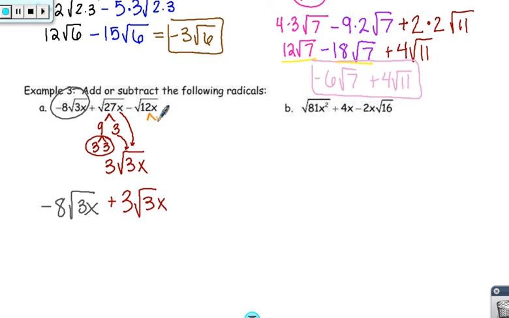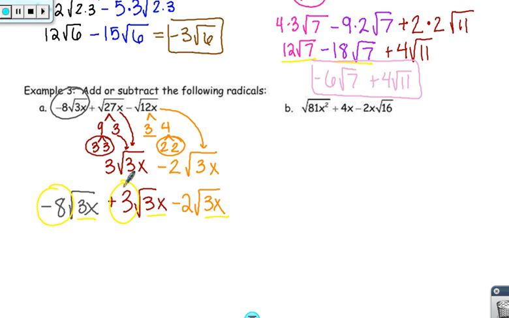And then can I break down 12? Well, 3 times 4 is 12. 4 is 2 times 2. Group of 2 goes out. 3 stays in. And there's also an x in there. So minus 2 square root of 3x. So on this one, if you look, I have square root of 3x, square root of 3x, square root of 3x. The radicals all match. So then, what's negative 8 plus 3 minus 2? It equals negative 7 square root of 3x.